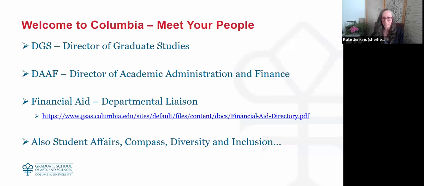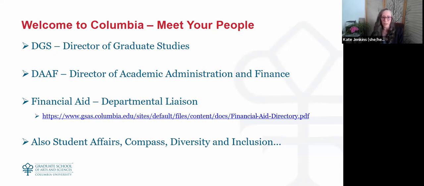For financial aid, each department has a dedicated financial aid departmental liaison. There are 3 of us. We do have linked right there the directory so that you know who those departmental liaisons are within financial aid. And as I mentioned, we coordinate both internal and external funding sources and ensure that there's a proper distribution of funds and compliance with both GSAS as well as university funding policies.